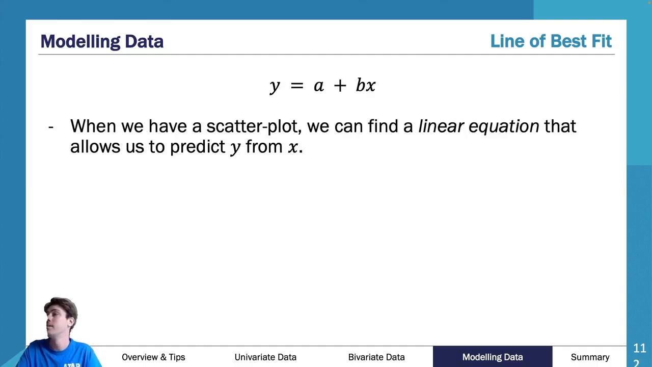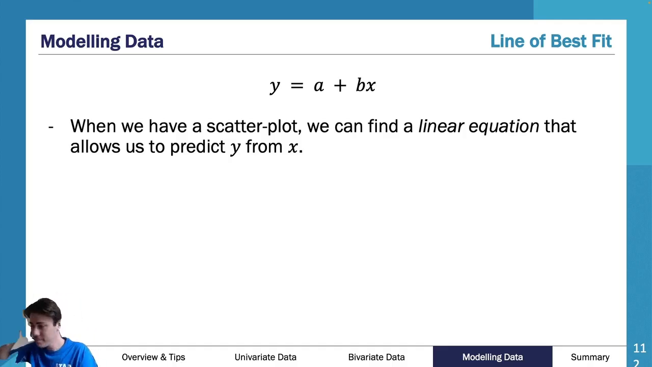So what does a line of best fit look like? It looks like y equals a plus bx. Now, a lot of you will say, well, that looks a lot like y equals mx plus c. It's exactly the same. There's no other way of putting it. However, we put the C at the front and we call it A, and we make the M a B.